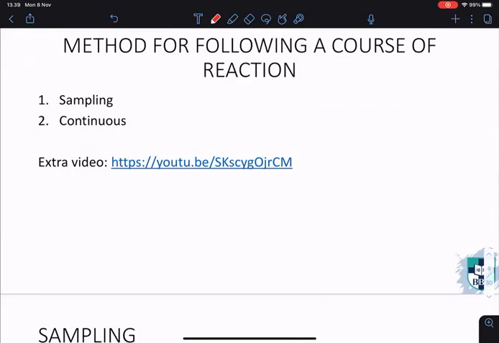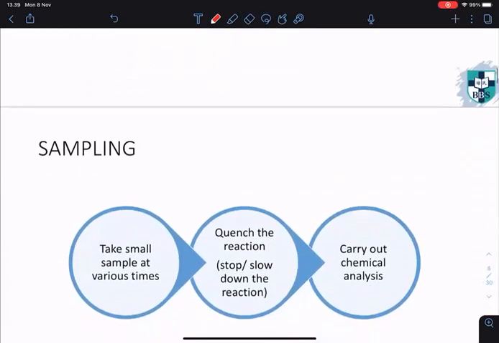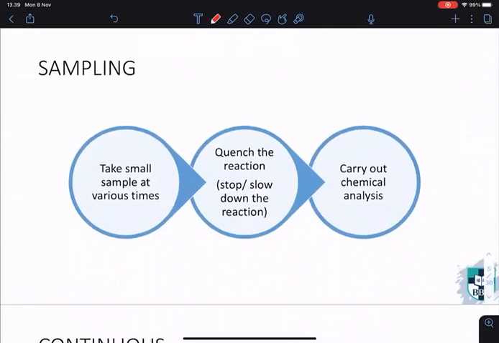Okay, so there are two methods. Method number one is going to be sampling. Method number two is going to be continuous. Now, I have made an extra video on this on YouTube, so you can actually go and see there. But I am simplifying this in one slide, starting with sampling.